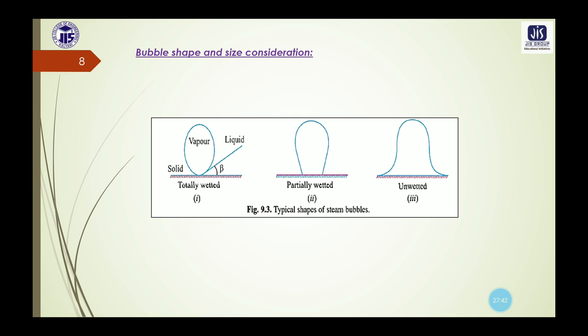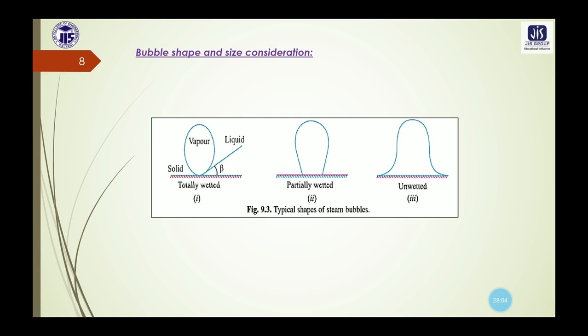Let us now discuss the bubble shape and size consideration. Here you can see that for three different cases the typical shapes of the steam bubbles are given. In the first case it is totally wetted, in the second case it is partially wetted, and in the third case it is unwetted.